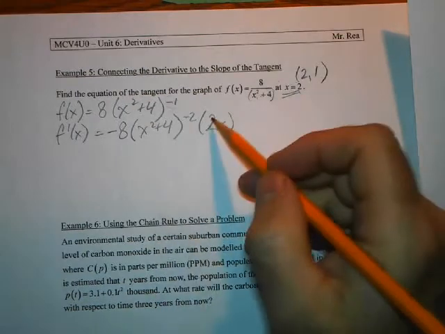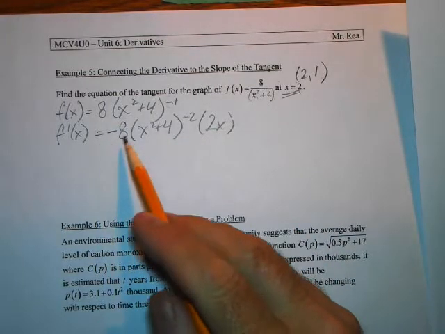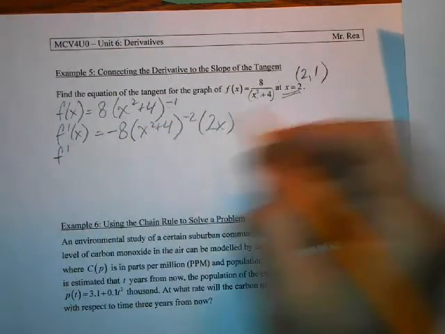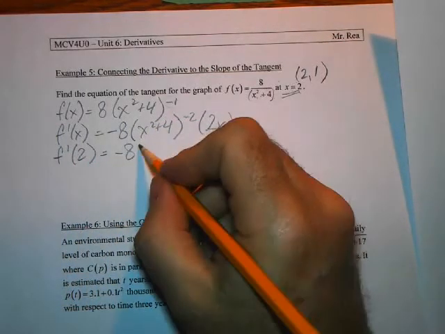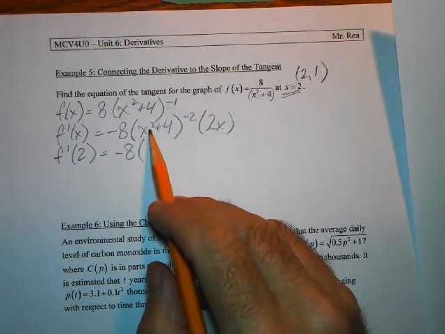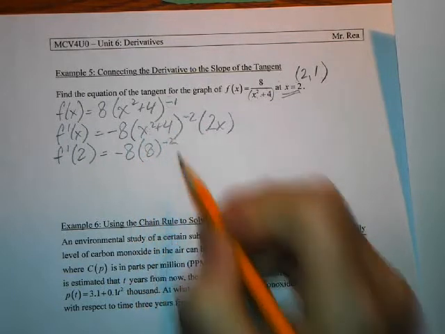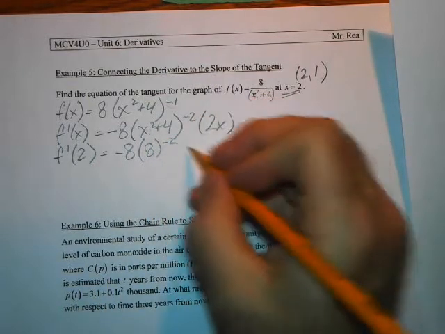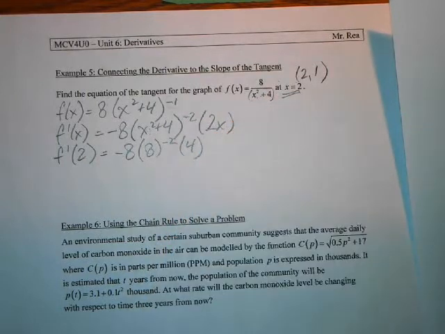Now we could simplify this. If it was just a derivative at any point, we would simplify this. But if we wanted to, we could just plug in f prime of 2 right now, just to save a line. So this becomes -8 times, and if I plug in the 2 here, that's 4 plus 4 is 8, and that's to the -2, so this is really 1 over 8 squared times 2x, but x is 2, so that's times 4.